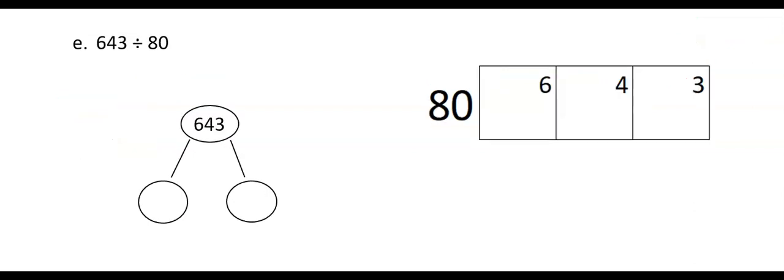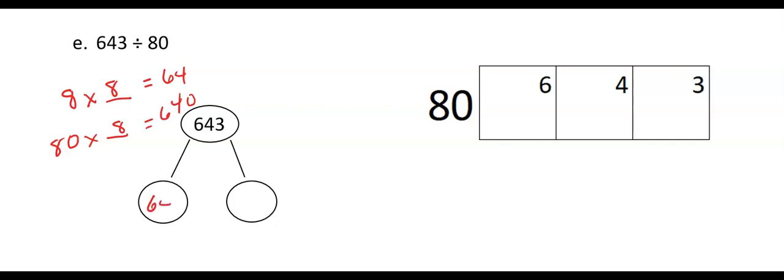Let's look at one more example. Here I have 643 divided by 80. So I'm trying to get close to 643, thinking of my multiples of 80. So again, I can think of 8 times some number and relate that to 80 times some number. Well, I know that 8 times 8 equals 64, so 80 times 8 would be 640. So I'm going to break my 643 into 640 and 3.